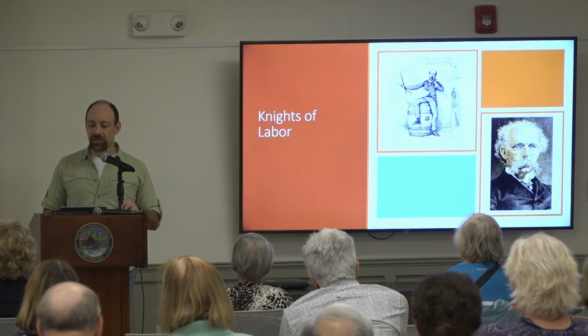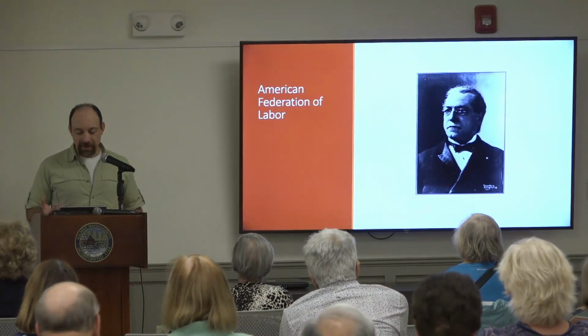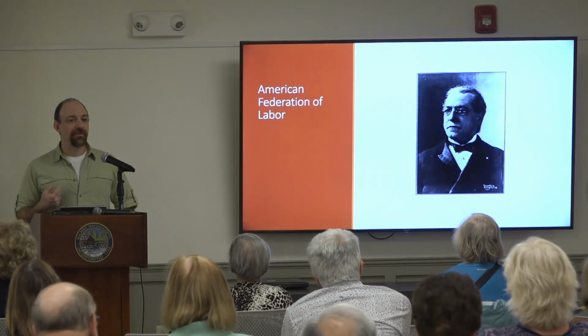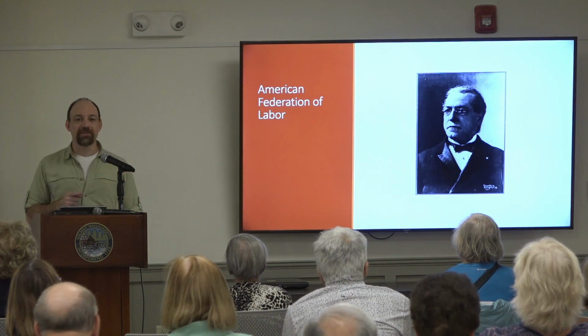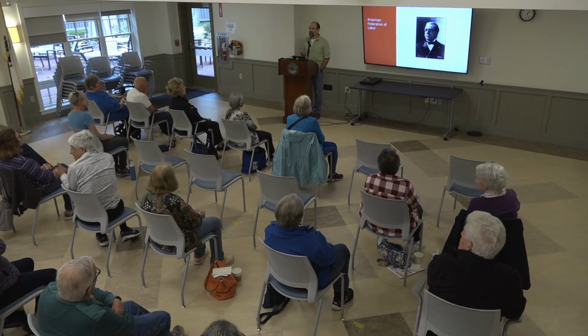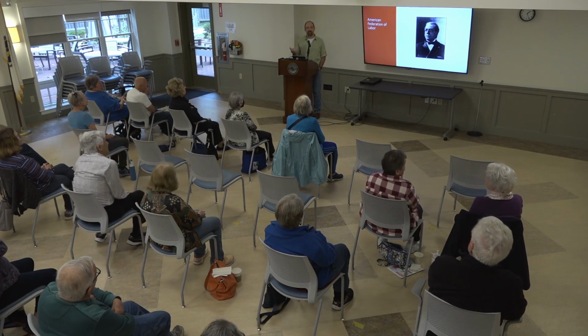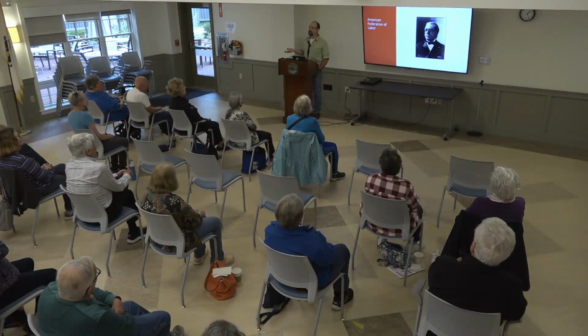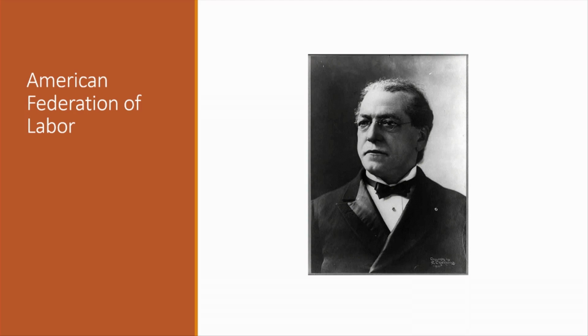The next major union to emerge was the American Federation of Labor, which was founded by that guy. Anybody know who that is? Samuel Gompers. If you remember your high school history classes, you might remember the name Samuel Gompers. Even if you don't remember anything else, it was an unusual name. So he forms the American Federation of Labor, the AFL, in 1881 and leads that organization for several decades.